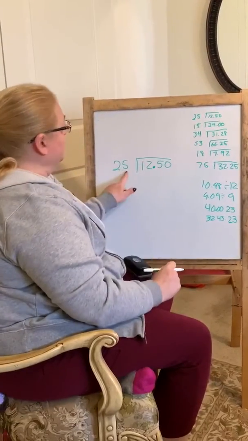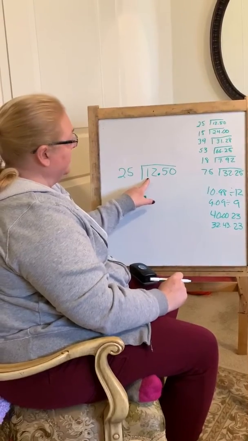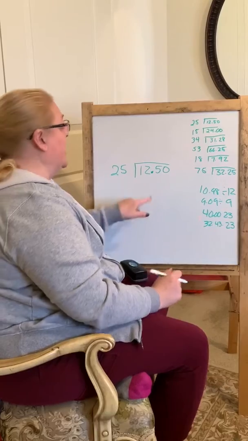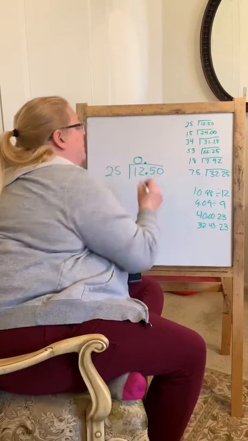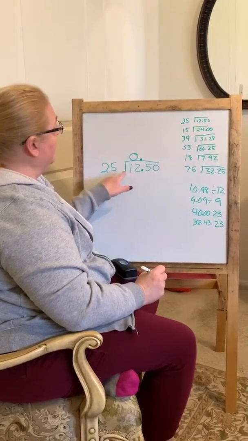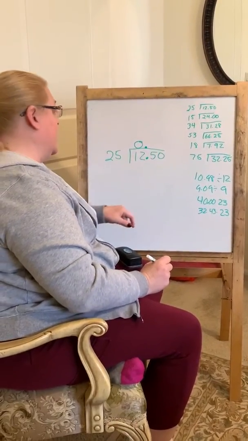to see, can this number go into the number? Can it go into 1? It can't go into 1. Can it go into 12? We know that 25 is bigger than 12, so it can't go into 12. We're going to move our decimal up, and we're going to put a 0 in front of the decimal. Now we have to figure out, can 25 go into 125? And we know that it can.